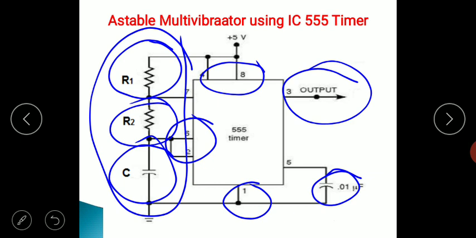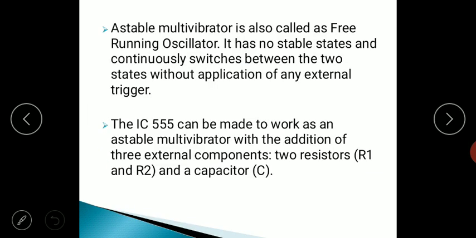So we'll see how exactly this astable multivibrator generates a non-sinusoidal signal or the square wave.